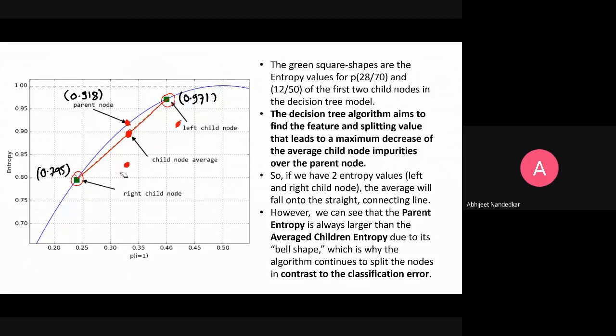Now since I have this curve here, a bell-shaped curve, there will always be some difference between parent and children. There will be some gain. That's why our algorithm will continue. So this bell shape is important to continue the algorithm. That is the only reason people use entropy or Gini as the measure of splitting instead of misclassification. Misclassification may terminate your process very early without actually splitting the things properly.